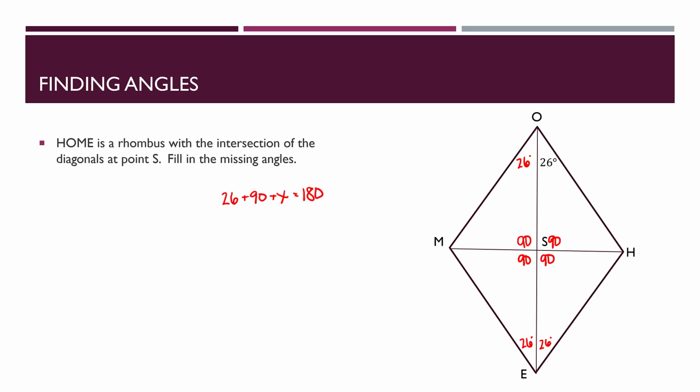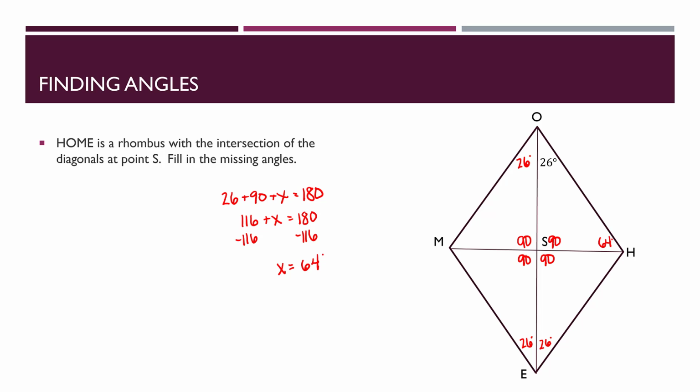Combine my like terms. So 26 plus 90 is 116 plus x equals 180. Subtract 116. So x equals 64 degrees. So this angle is 64.